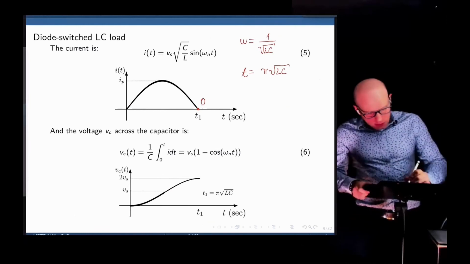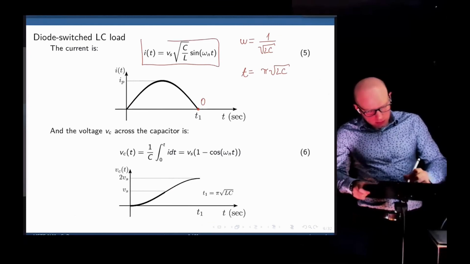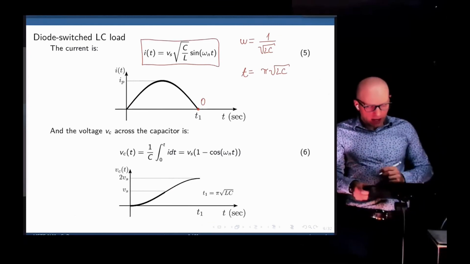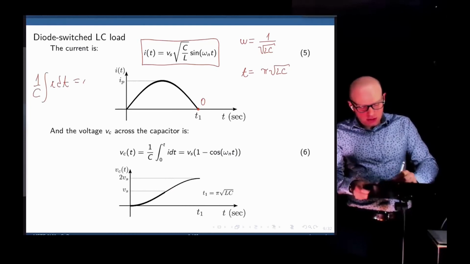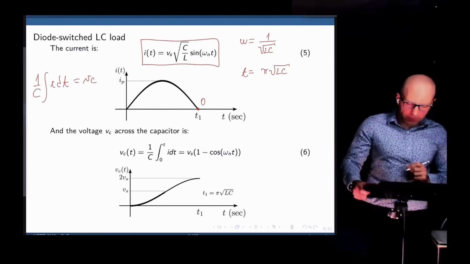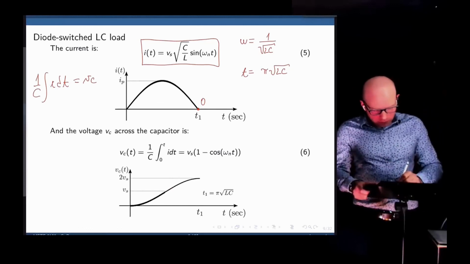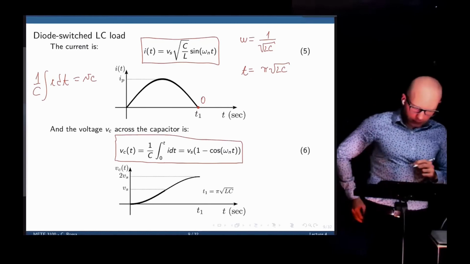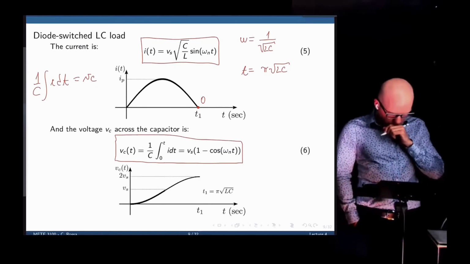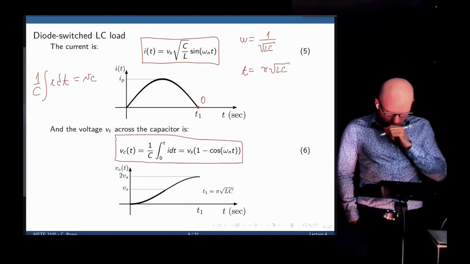So the current is given here, I of t equals to that. We can find the voltage across the capacitor by simply integrating that. So 1 over C integral of I dt is the voltage across the capacitor. And when you do that integral, this is what we see. This is the result.